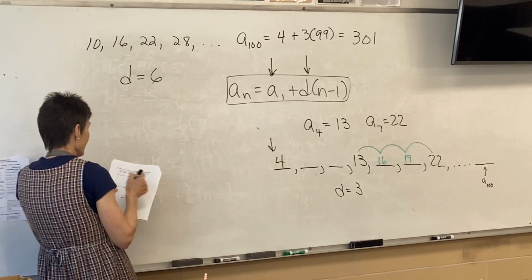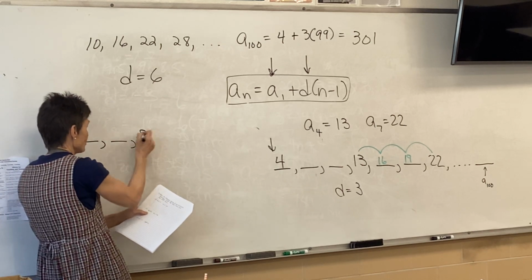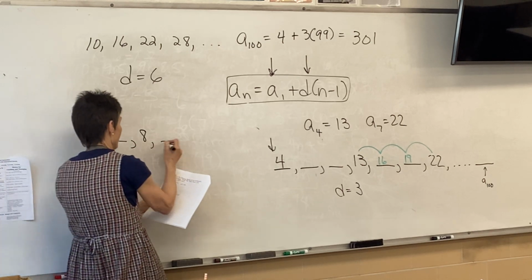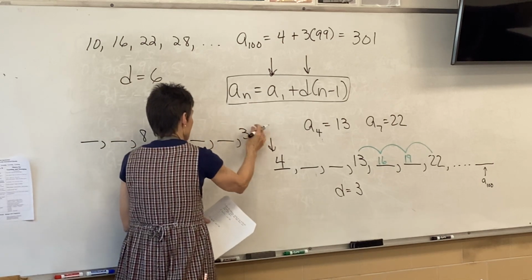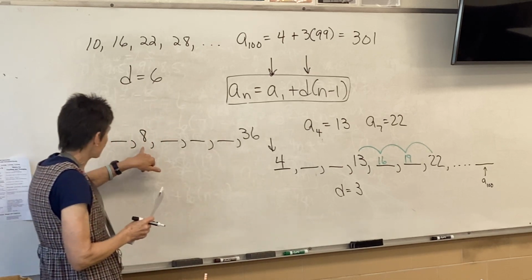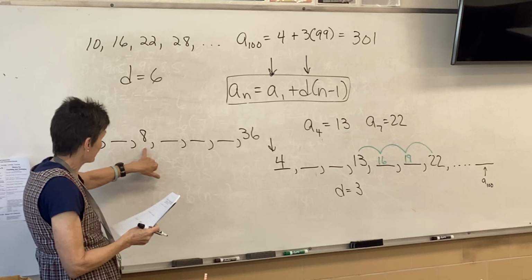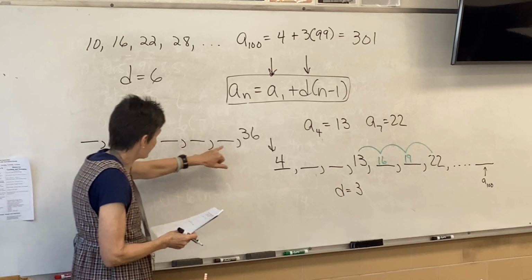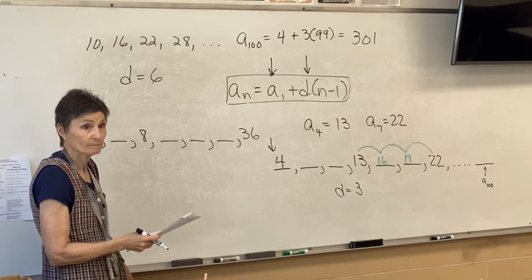All right, so now I got the next one. It says the third term, so there's a couple blanks. The third term is 8. 4th, 5th, 6th, 7th term is 36. So this is what it looks like if I write it out. It says term number 3 is 8. That's 3, so 4, 5, 6. Term number 7 is 36. Does that make sense to you?